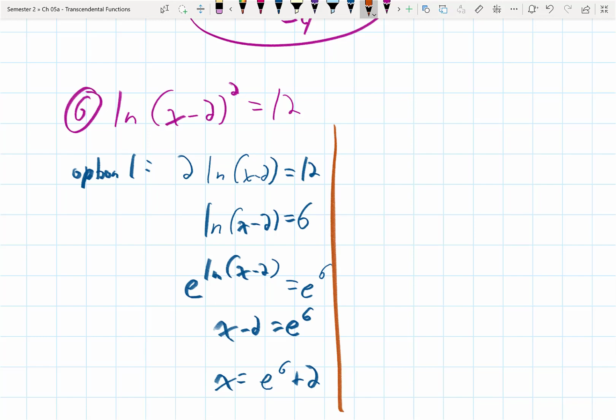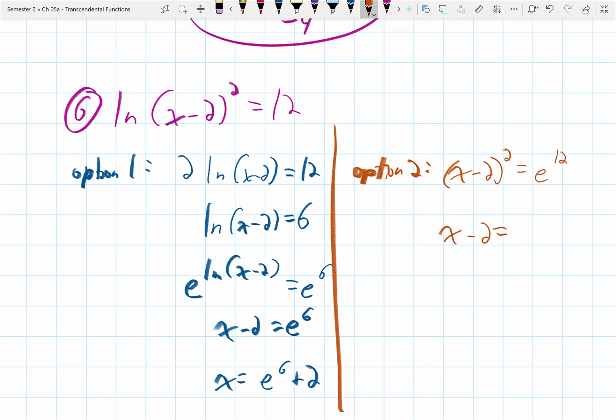I want to show what happens when I do option 2 and see if that gives me a different result. Option 2 is to actually drop the ln right away, to say x minus 2 squared equals e to the 12th, to exponentiate both sides at the start. Why might that change your answer a little bit? What is it about x minus 2 squared that's going to make this right side just be a little bit different?